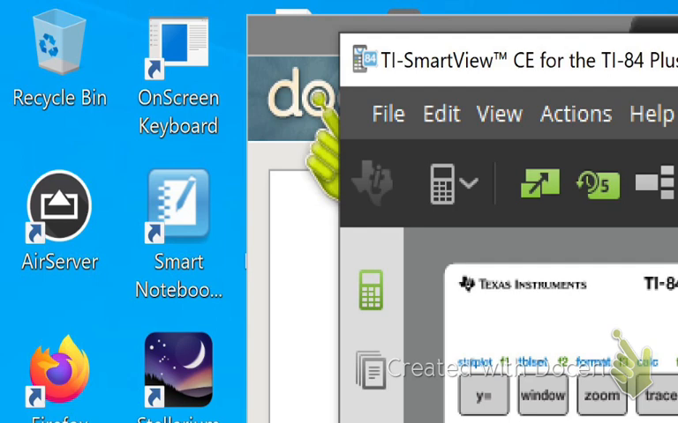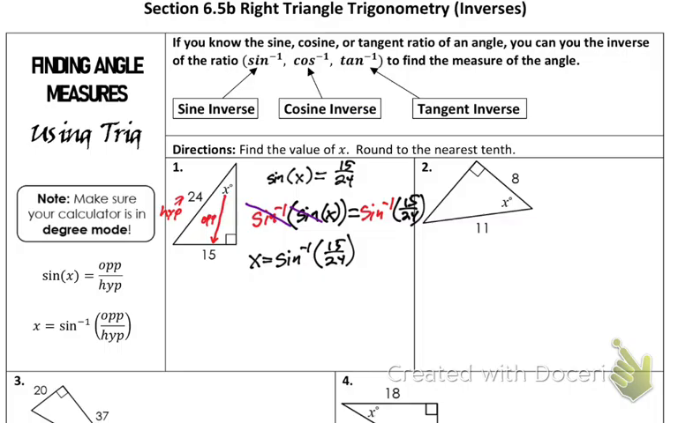I got 38.7. 38.7 would be our correct answer. So I'm going to come back here and I'm going to say, you know what? X is about 38.7. And I should probably put a degree symbol up there because I'm finding a missing angle. Do you count off on the test if we don't do the squiggly? No. Equal? No. Okay.